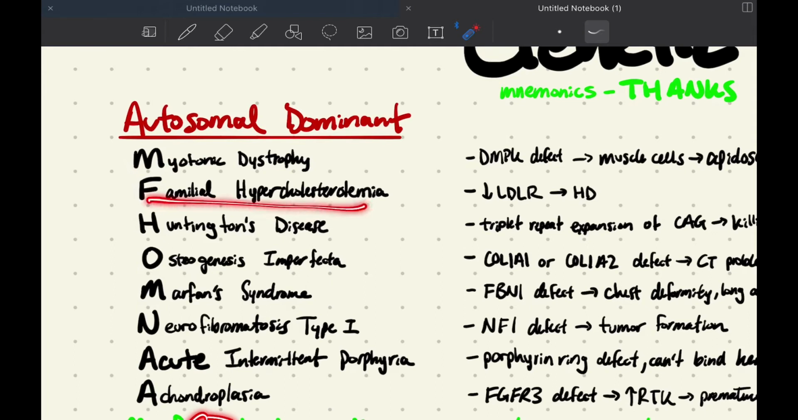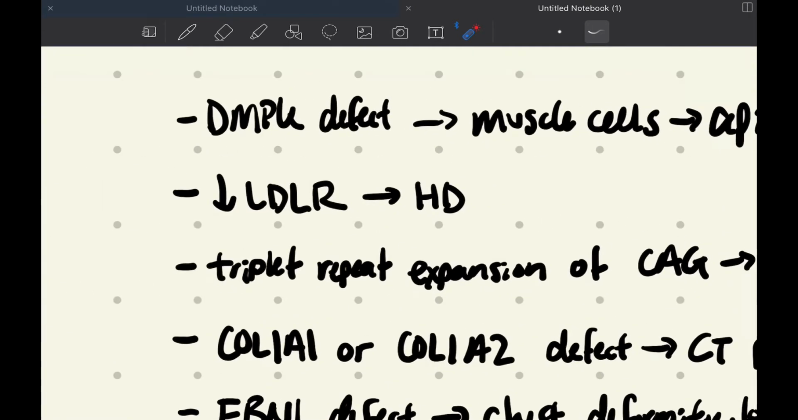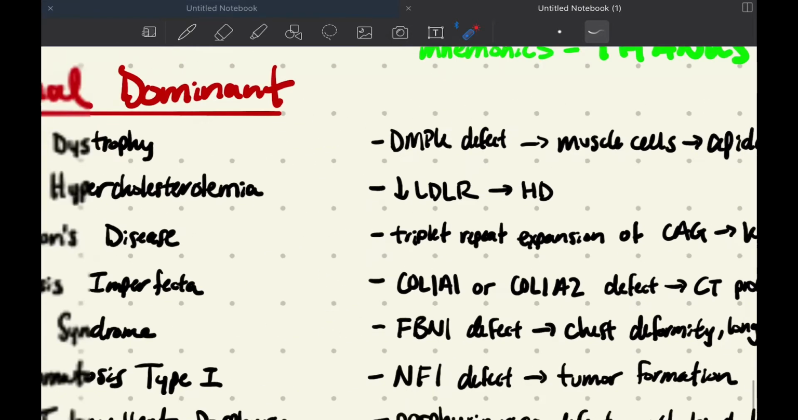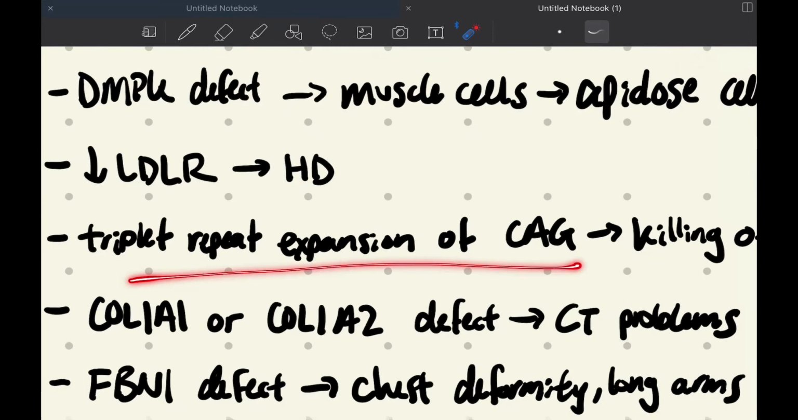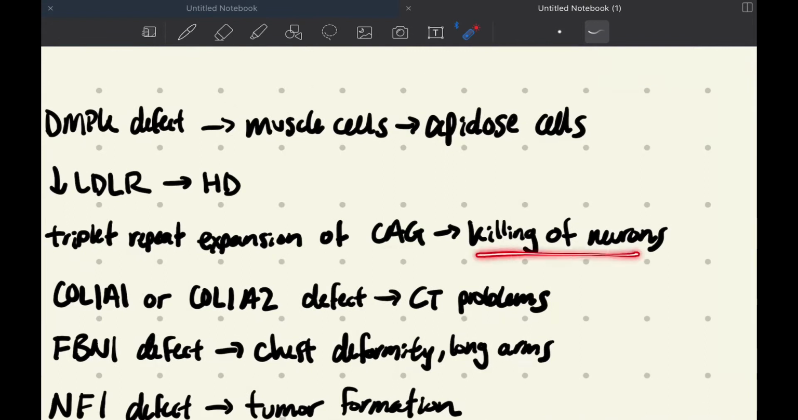Family correlates with familial hypercholesterolemia. That's going to be a decrease in your LDL receptors, which is going to increase your serum cholesterol, and that's going to lead to the formation of plaques and atherosclerosis and eventually heart disease. Hunts is going to be Huntington's disease. That's going to be a triplet repeat expansion of CAG, and as a result, you have a gain of function, which is going to kill your neurons, particularly in your basal ganglia.